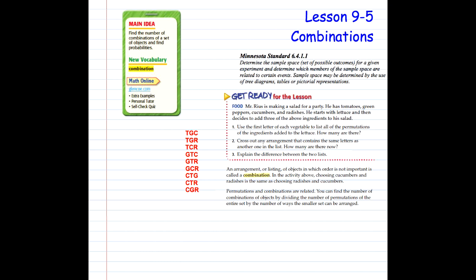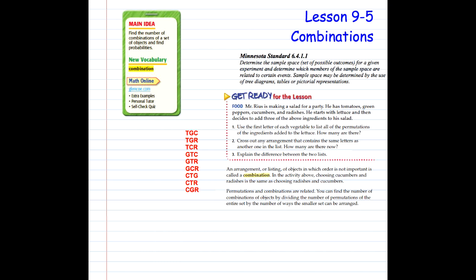How many are there? Well, here's my sample space right here. I have tomatoes, green peppers, cucumbers; tomatoes, green peppers, radishes; tomatoes, cucumbers, radishes; green peppers, tomatoes, cucumbers; and so on. This list, or this arrangement, is a list of what we call permutations, and those are arrangements in which order is important. In other words, tomatoes, green peppers, cucumbers would be different than cucumbers, tomatoes, green peppers.